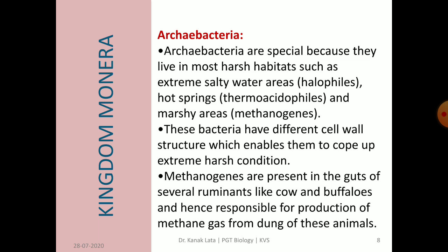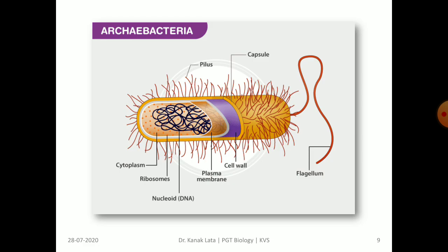One other group of Archaebacteria are methanogens. These methanogens are present in the gut of ruminant animals like cow, buffalo, etc., and they are responsible for the production of methane gas from the dung of these ruminant animals. Here you may clearly observe Archaebacteria.